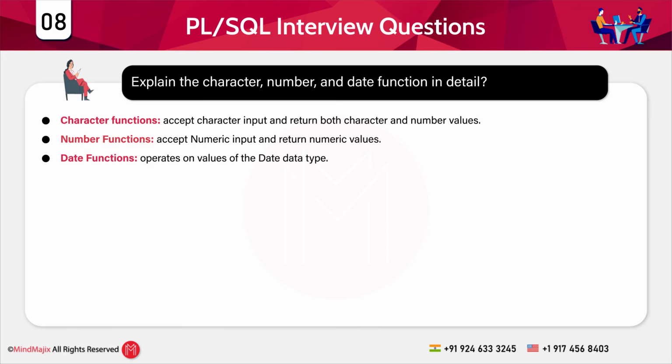Number functions accept numeric input and return numeric values as output. Number functions are round, trunc or truncate, and modulus. The next type of function is the date function. Date functions operate on values of the date data type. All date functions return a value of date data type except the months_between function, which returns a number. Date functions are months_between, add_months, next_day, last_day, round, truncate, and so on.